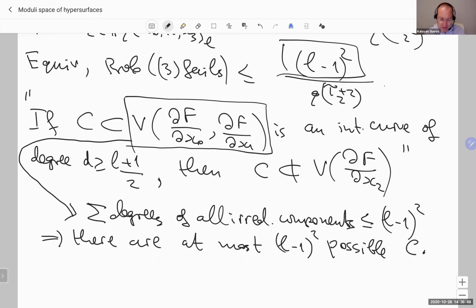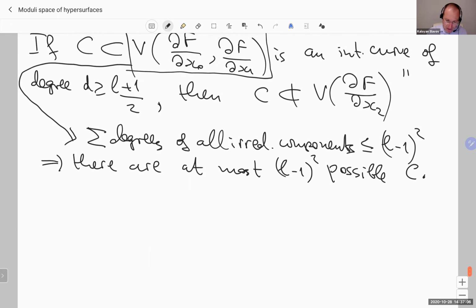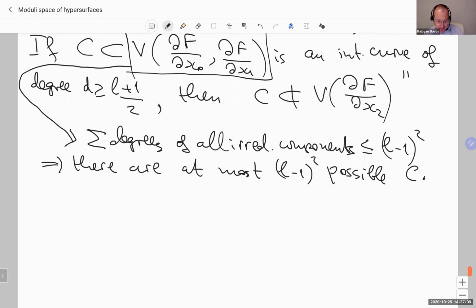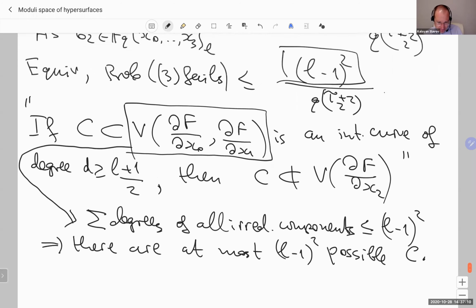Now we have to fix an integral curve contained in this vanishing. See, this vanishing locus, the one in the box in the middle of the screen, is one-dimensional. It can have a bunch of curves. It can split into a union of a bunch of curves. Now I have to fix one of them of large degree and give a bound on how often it can be that C is contained in the vanishing of the next partial.